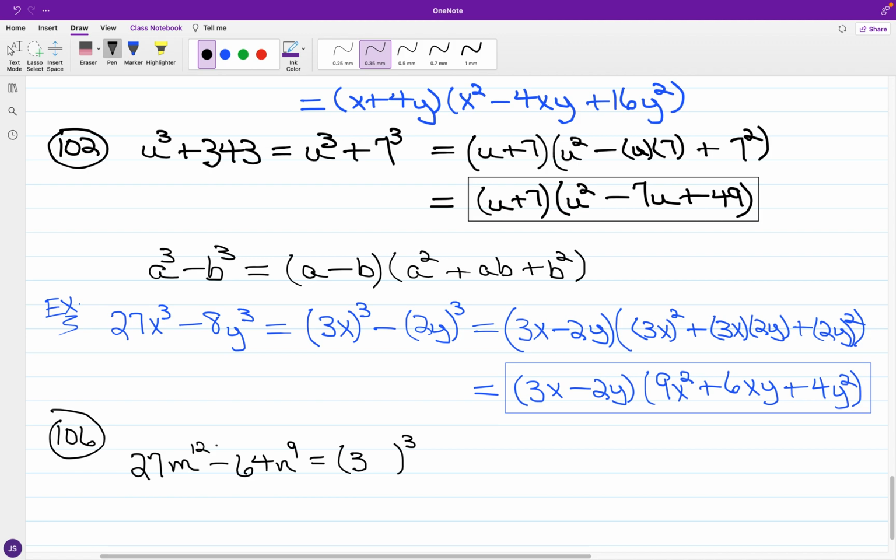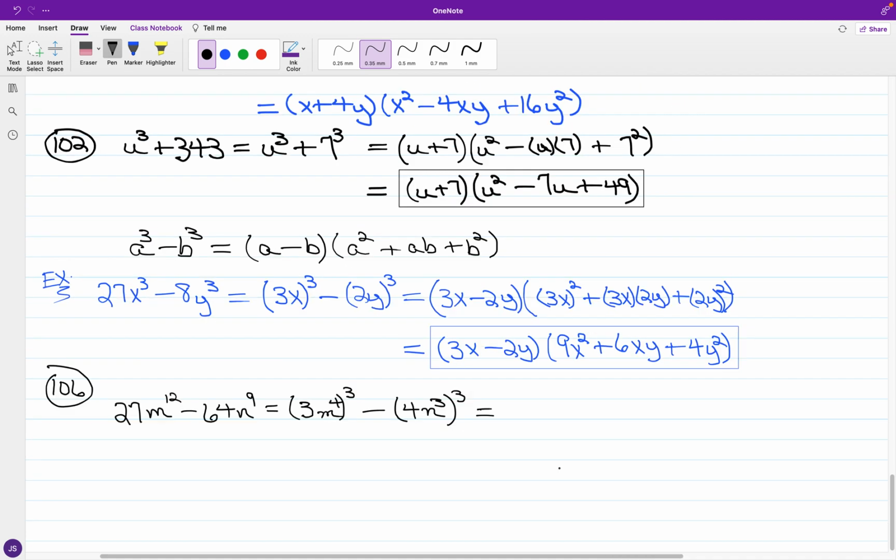Now for the cube root of m to the 12th, you're looking at 1/3 the degree of 12, and that's going to be 4. So you got 3m to the 4th. And for the cube root of 64n to the 9th, from 64 I have 4, and 1/3 the degree of n to the 9th is n to the 3rd. So we have a at 3m to the 4th, b at 4n cubed, and setting things up.